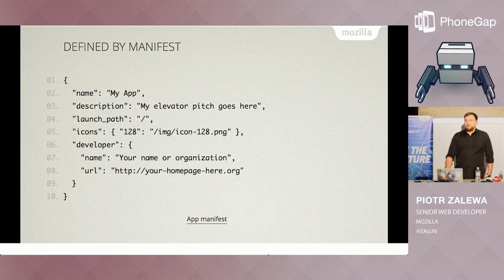So the web apps in Firefox OS are defined by a manifest. That means that any website with the addition of a manifest will change into a web app. That's basically it. The minimal manifest contains a few things like name, icons, and the path where the application will start.